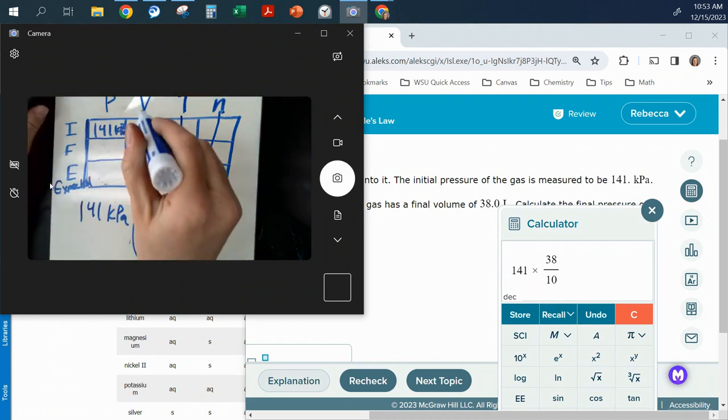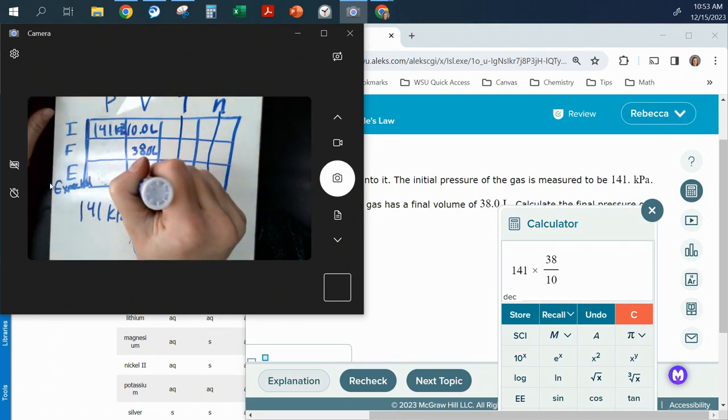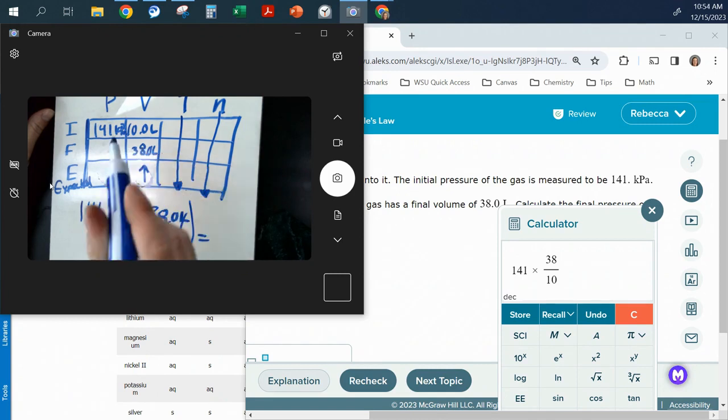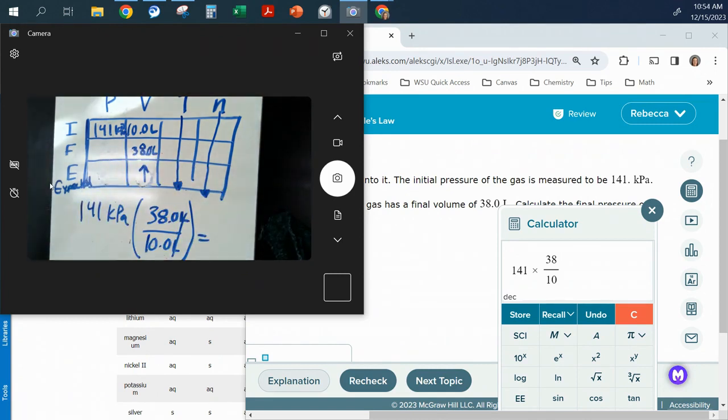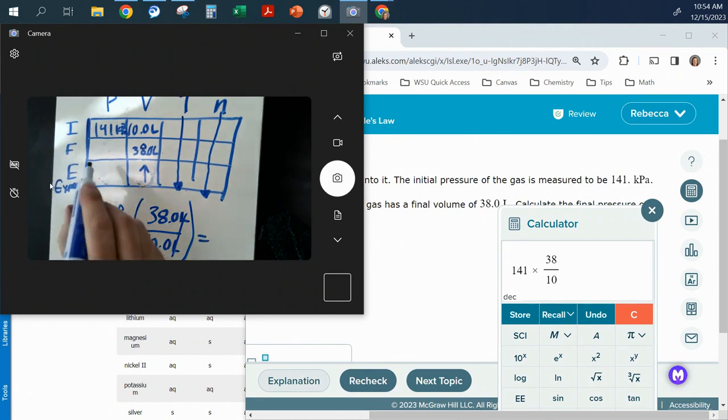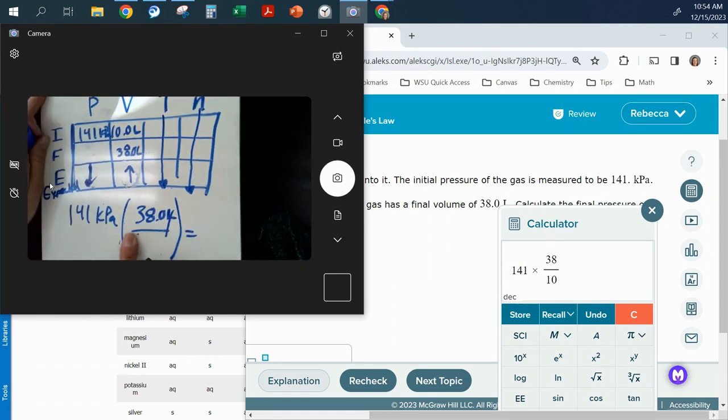Wow. So if our volume is increasing, oh yes, okay, if the volume increases, if we have more space, there's going to be less collisions. So that should decrease. Okay, thank you. Yes, that makes sense. So if we want it to go down, then we need this number to be on top. Yes, you got it. Thank you.